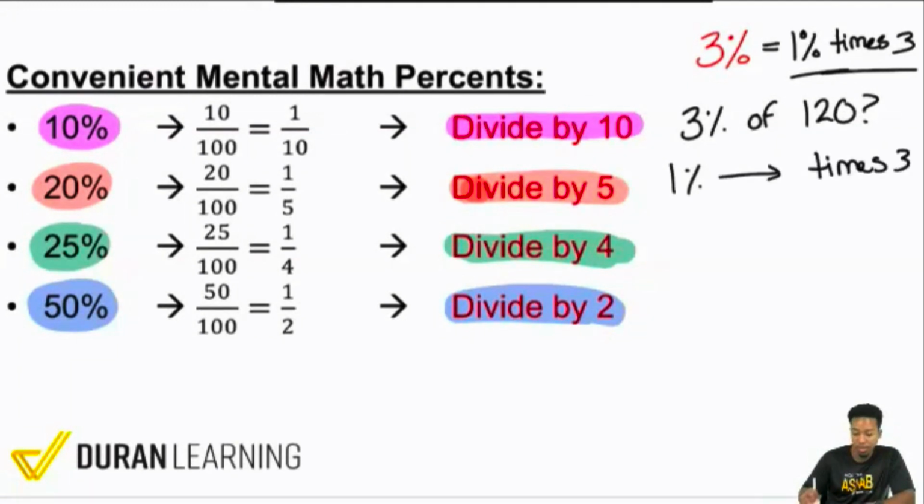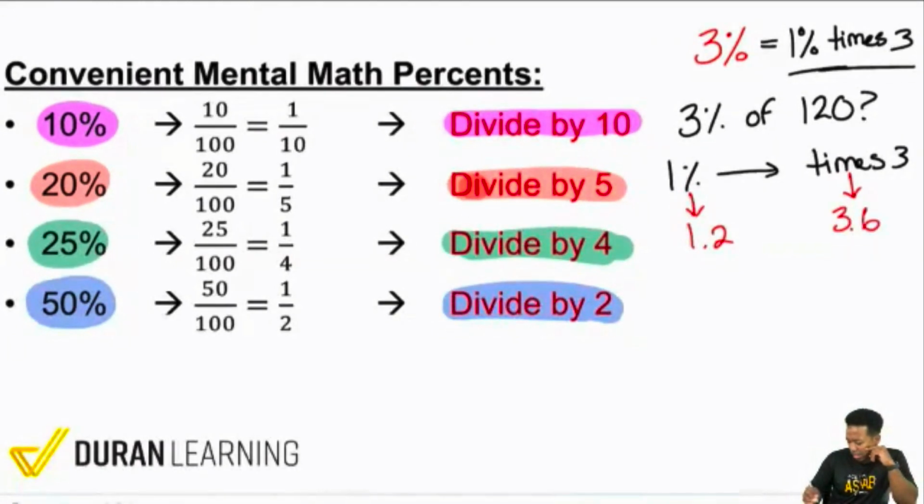Because everybody, isn't it easy to find 1% of 120? What's 1% of 120 going to be, everybody? Do your thing. What's that going to be? Not 12. How many times do you move that decimal place dividing by 100? Twice. Yep. So that's going to be 1.2. And then if you times 1.2 by 3, everybody, what's 1.2 times 3? Oh, 3.6.